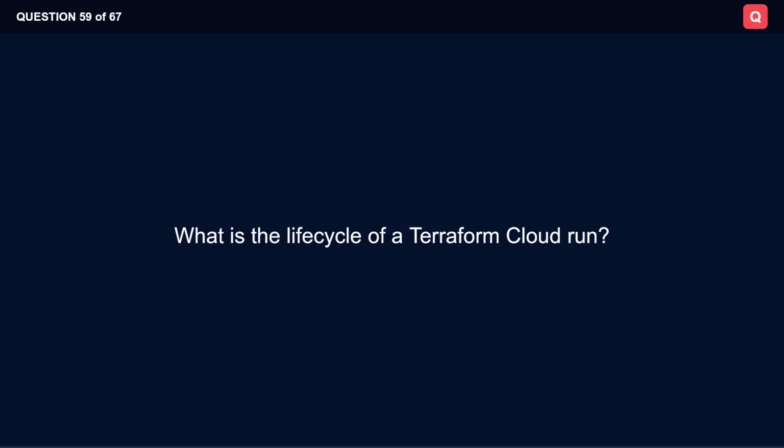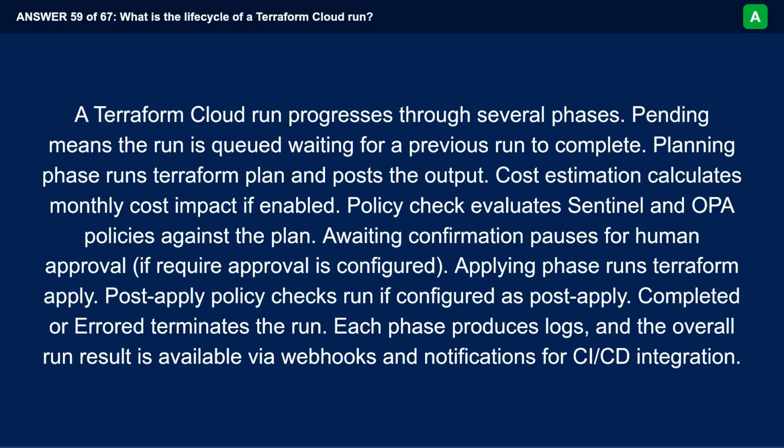What is the life cycle of a Terraform Cloud run? A Terraform Cloud run progresses through several phases. Pending means the run is queued waiting for a previous run to complete. Planning phase runs terraform plan and posts the output. Cost estimation calculates monthly cost impact if enabled. Policy check evaluates Sentinel and OPA policies against the plan. Awaiting confirmation pauses for human approval if require approval is configured.